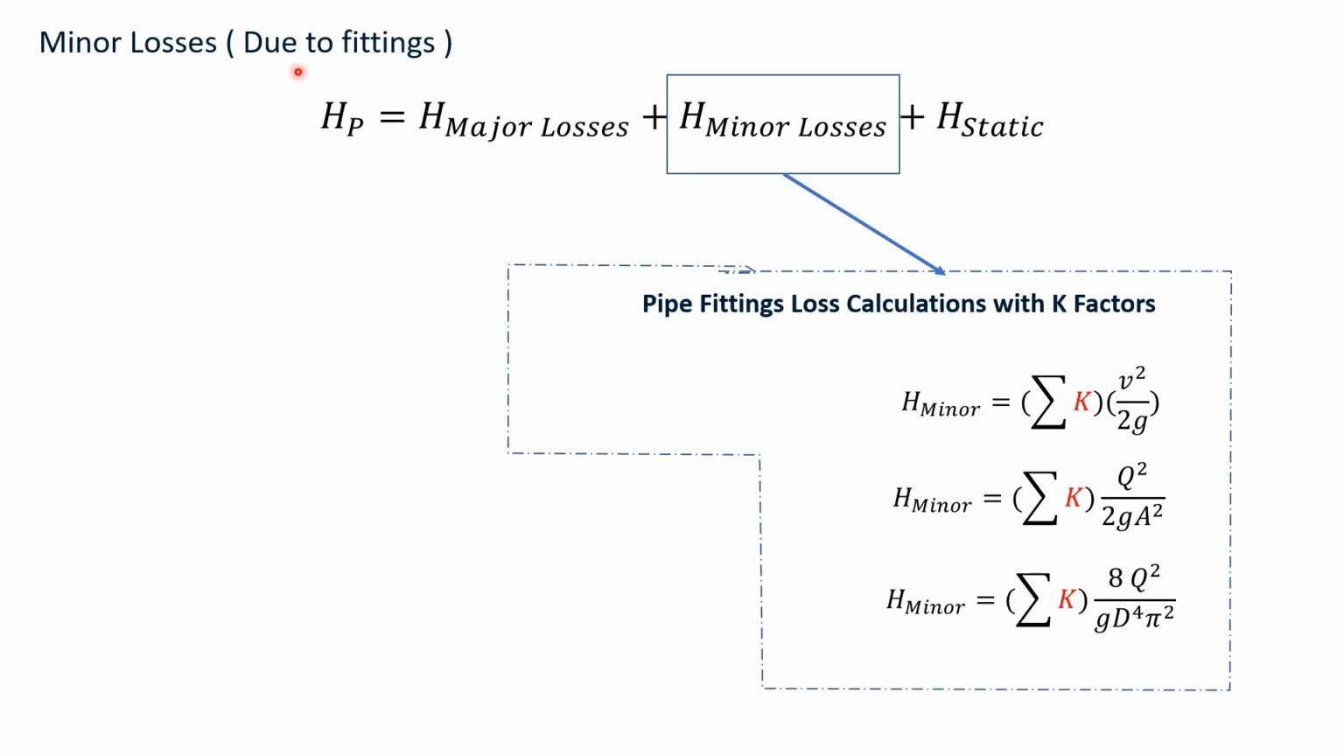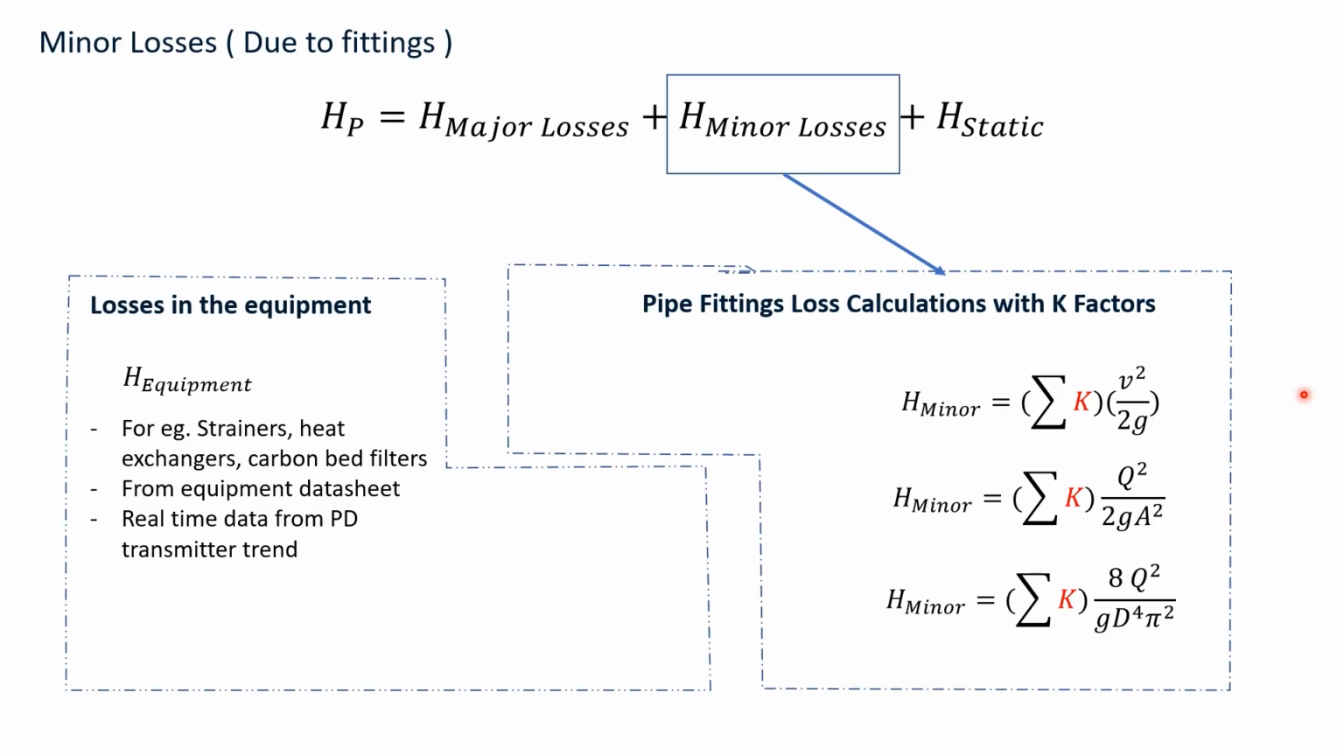The minor losses due to fittings, how to find them? We can find them using the K-factor method. So it is the summation of all the K-factors multiplied by the velocity head. As we did earlier, we need to convert the velocity into flow rate. So the equation will look like this. In addition to that, we can add the losses in the equipment.